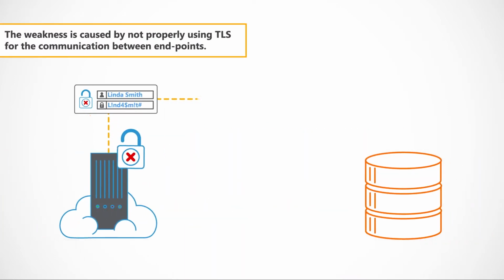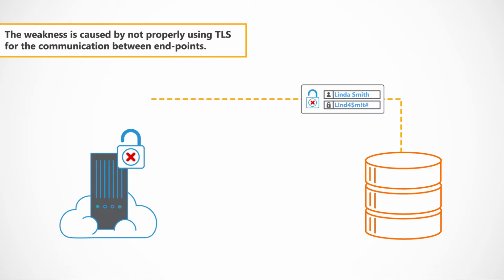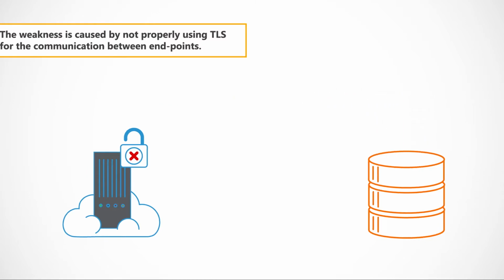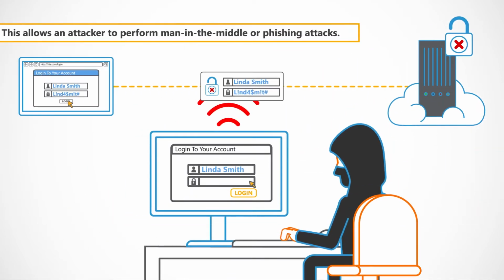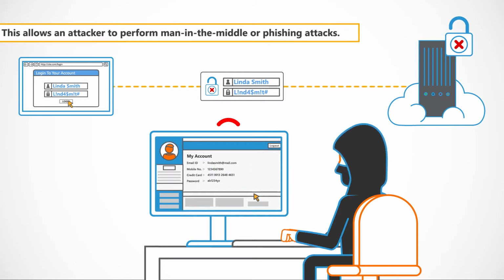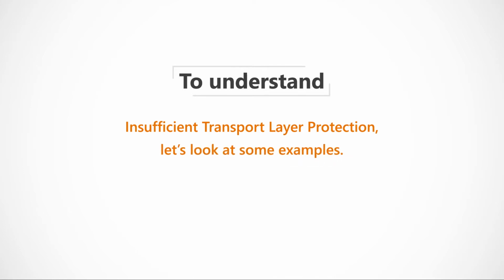What causes an insufficient transport layer protection weakness? The weakness is caused by not properly using TLS for the communication between endpoints. This allows an attacker to perform man-in-the-middle or phishing attacks. To understand the insufficient transport layer protection vulnerability, let's look at some examples.